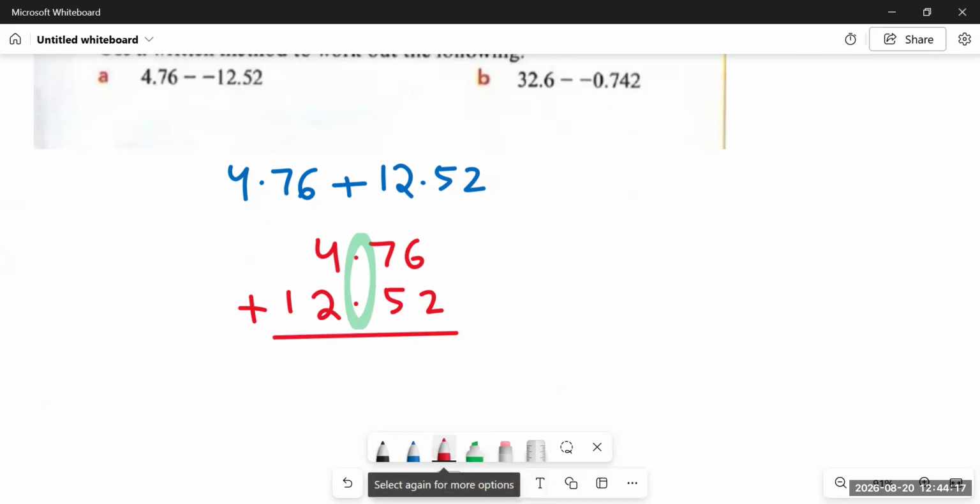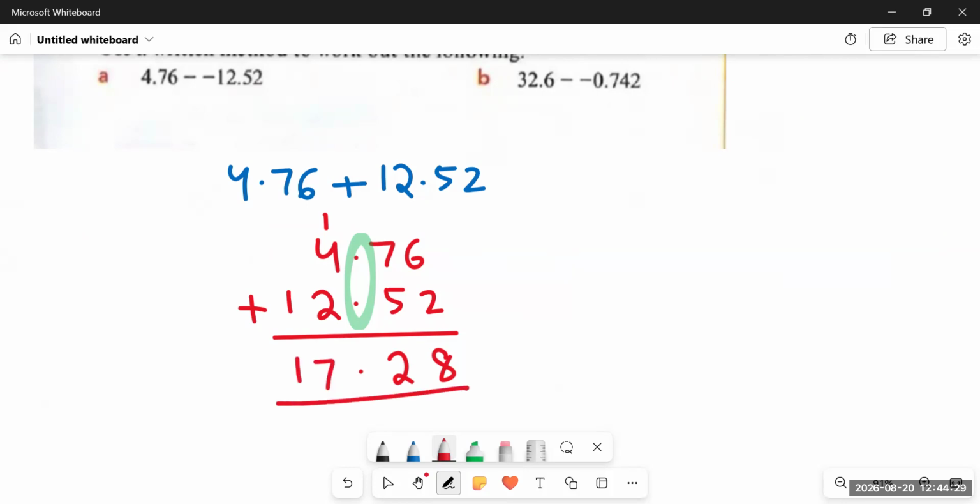Now we will have to add them. So 6 plus 2 is 8. 5 plus 7 is 12. We'll put decimal below decimal and 1 will be carried to 4. So 4 plus 2, 6, plus 1, 7. And here comes 1. So the answer will be 17.28.